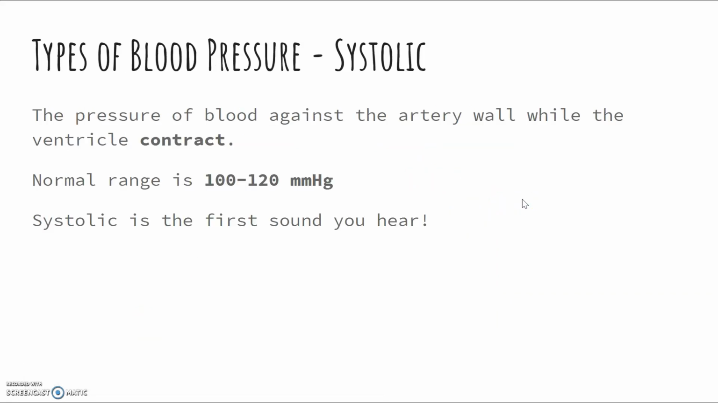There are two different types of blood pressure because it goes with the phases of the heart, which we talked about last week. The pressure of the blood against the artery wall while the ventricles are contracting is our systolic blood pressure. So when the ventricles, the bottom chambers, contract, you have systolic blood pressure. Normal range is between 100 and 120 mmHg. That's what mmHg stands for, millimeters of mercury. That's how we measure blood pressure. Systolic is the first sound you hear, because that's part of that lub-dub beat, again, talked about last week. So our first type of blood pressure is our systolic.